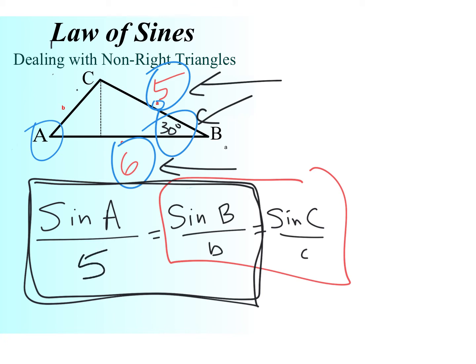Then, do we know big B? Patrick, what's big B? 30. So I'm going to replace this big B here with 30. Do we know little b, Jack? Nope. Do we know big C? No, we don't. Okay. Do we know little c? Yes. What is little c? 6. All right. So then I'm going to put a 6 here.